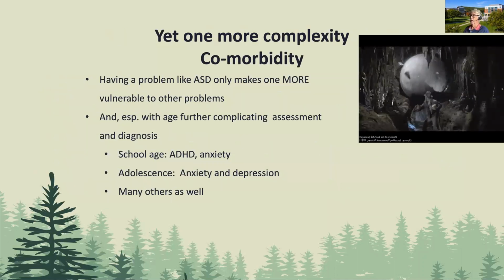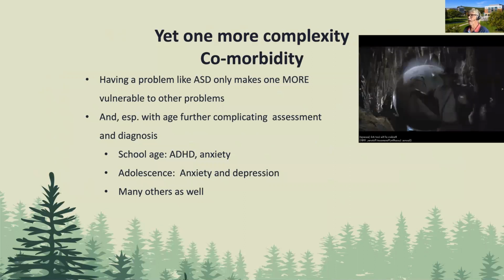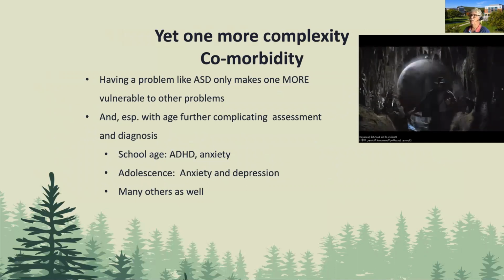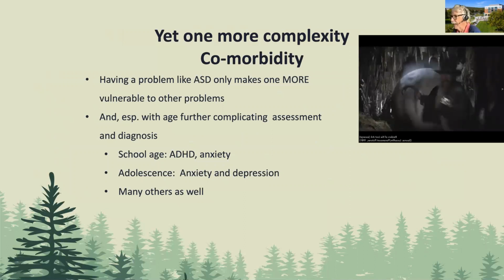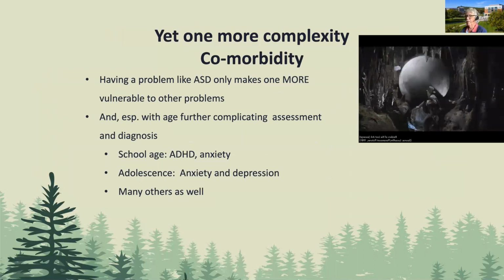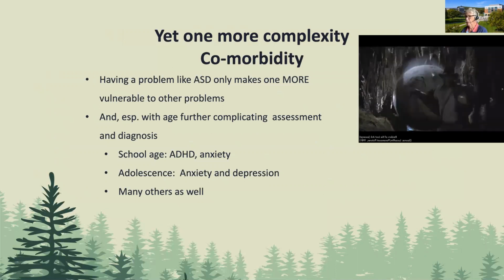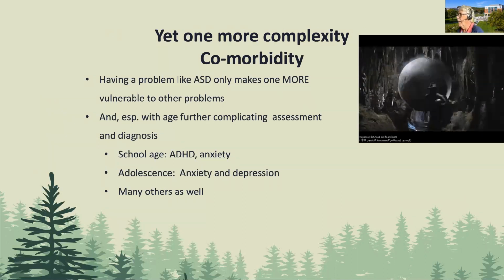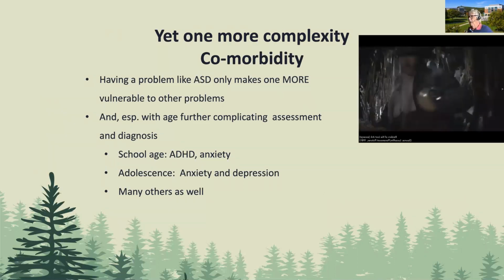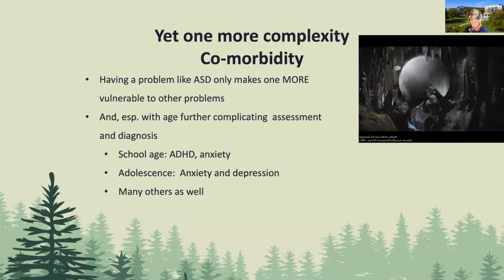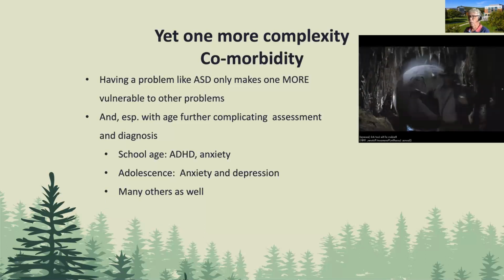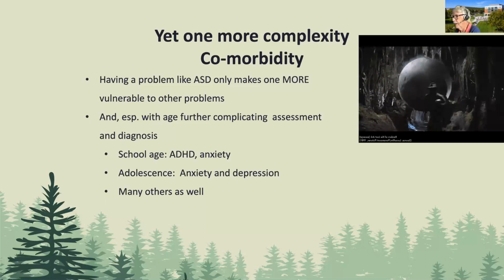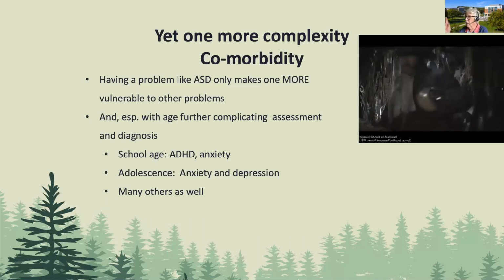And yet one more issue, comorbidity. Comorbidity is the problem of having more than one problem. Having a significant developmental vulnerability like ASD only makes you more vulnerable to other problems. And we know with age these develop. School-age children may also have attention deficit disorder. They may start to develop anxiety problems. In adolescence, people become more anxious and may become more depressed. And there are many others as well. These are often real complexities to sort out, especially in dealing with a higher functioning person, as I've mentioned, who comes to you at age 20 or 18, who's gone to college, and all of a sudden somebody mentions that they have difficulties that are suggestive of Asperger's or autism, and you have to disentangle this whole complicated picture.